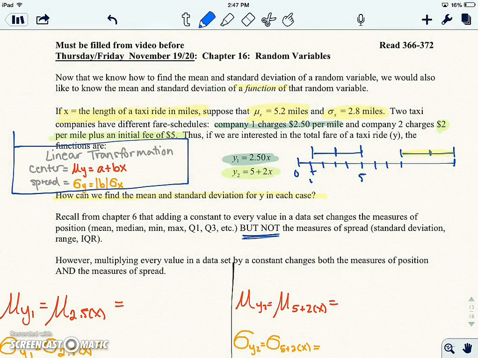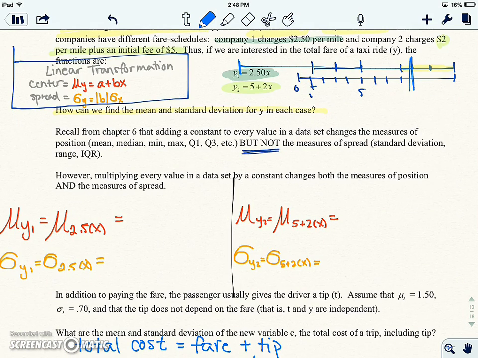However, if you multiplied every value, the whole thing gets multiplied, and everything is going to change. So that's where these formulas up here come from, and that's what we're going to remember as we do all of this. Multiplying every value in a data set by a constant changes both the measures of position and the measures of spread. So again, when we're just adding or subtracting, we change everything but the measures of spread. So we don't add and subtract onto standard deviation, range, and IQR. If we're multiplying, though, we change everything.